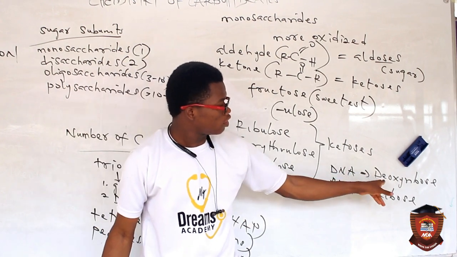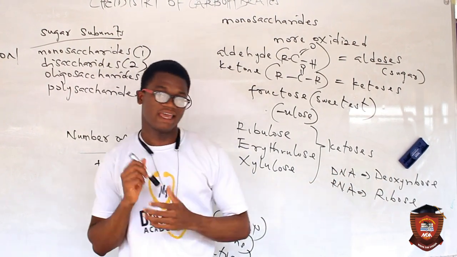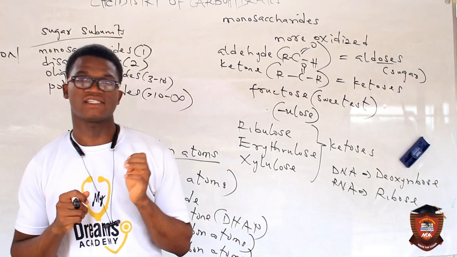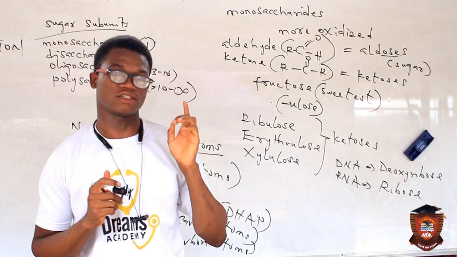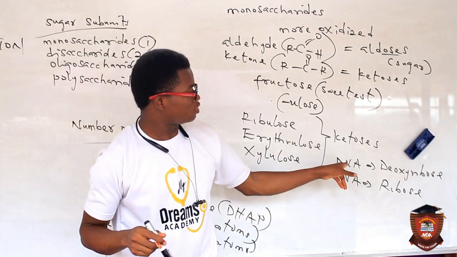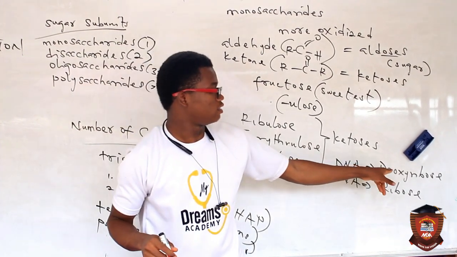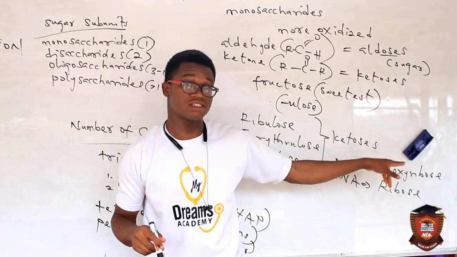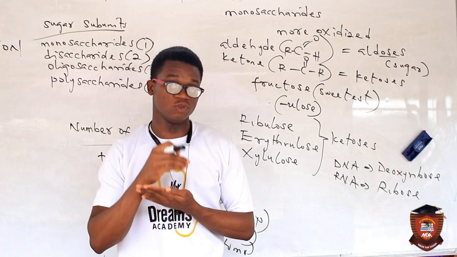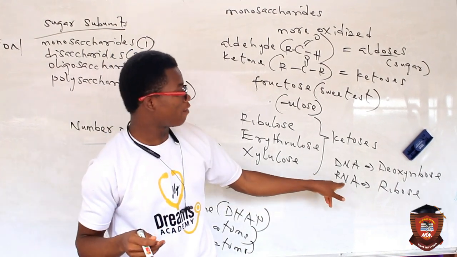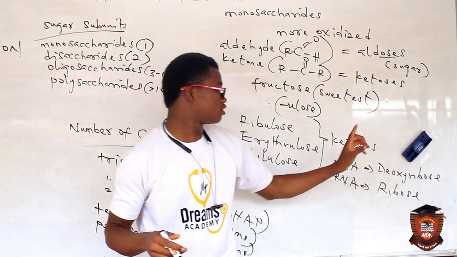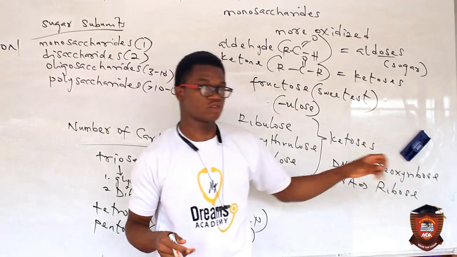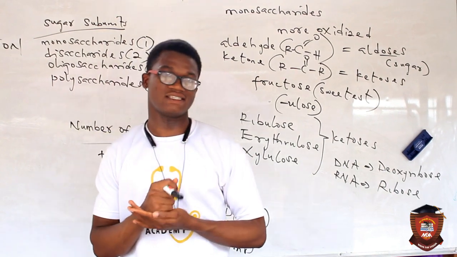So deoxyribose and ribose are examples of pentoses. And what do we mean by pentoses? We mean monosaccharides with 5 carbon atoms. So DNA, which is the deoxyribonucleic acid, has the deoxyribose. That's where the name comes from. That's a nucleic acid with deoxyribose. It's deoxyribonucleic acid. And we have the RNA, which contains ribose. So the name comes from a nucleic acid that has ribose. So it is called ribonucleic acid.